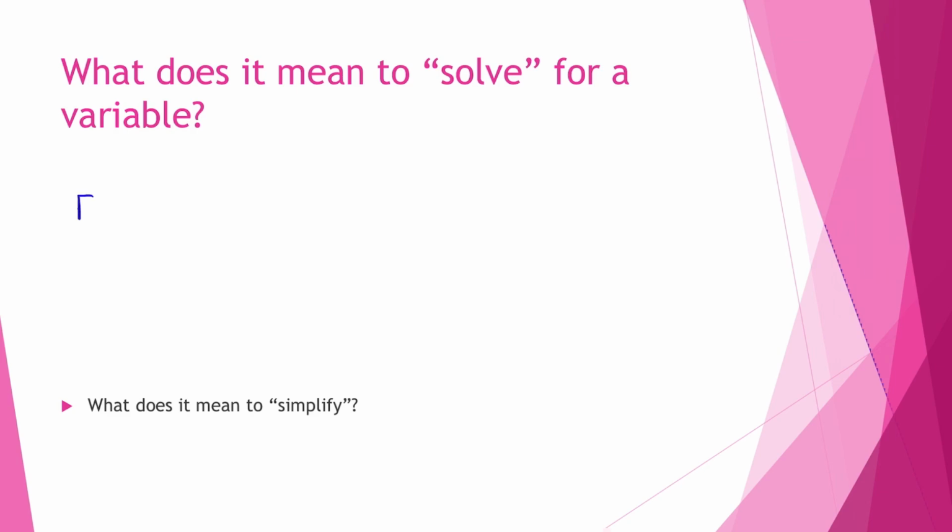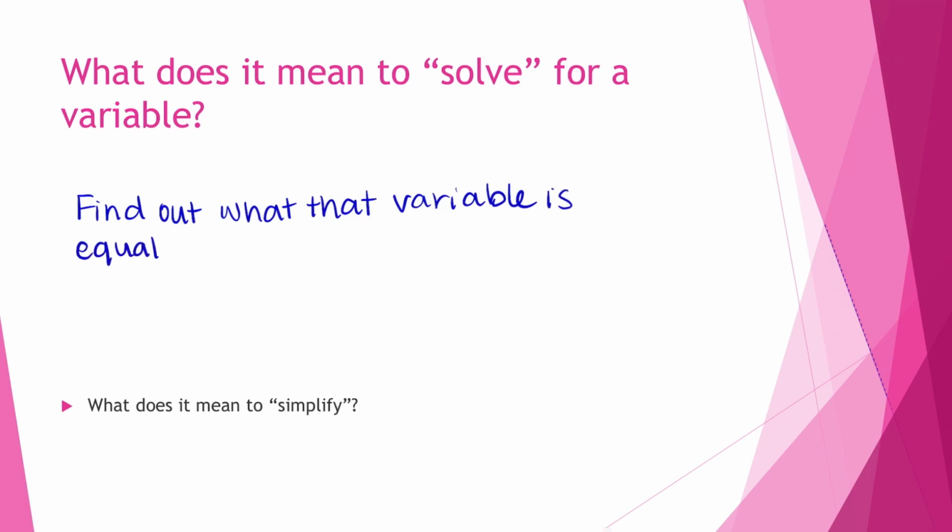Okay, to solve for a variable means to find out what that variable is equal to. And we usually write these as like X equals a number or whatever it is. So like the variable equal to the number.